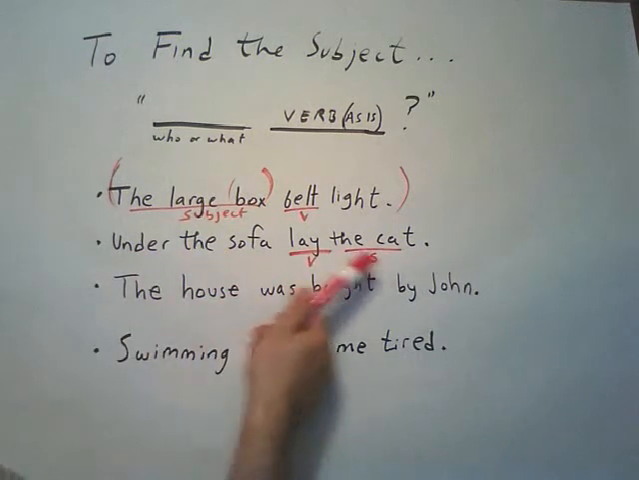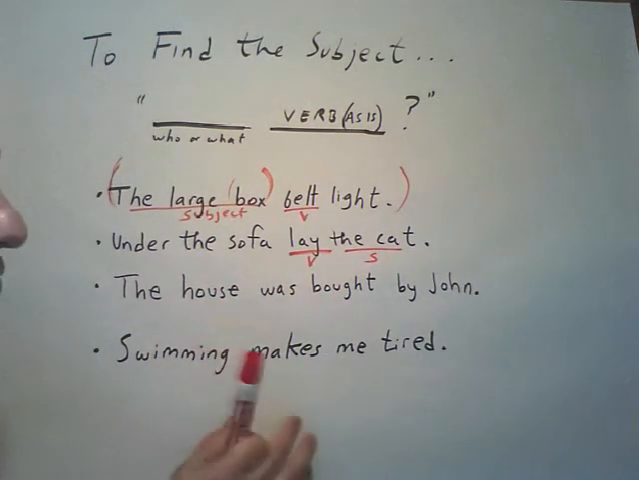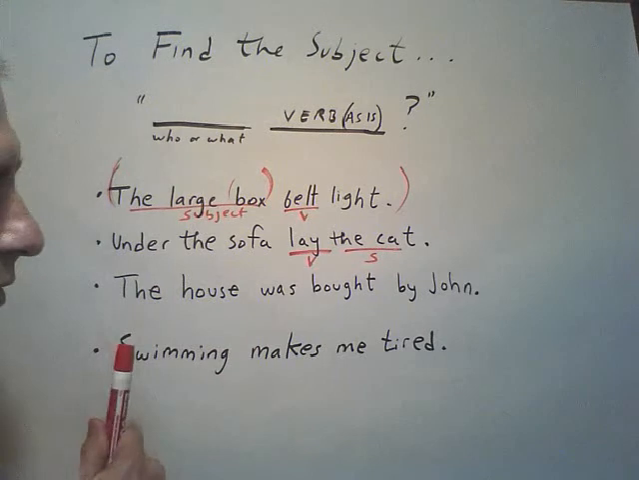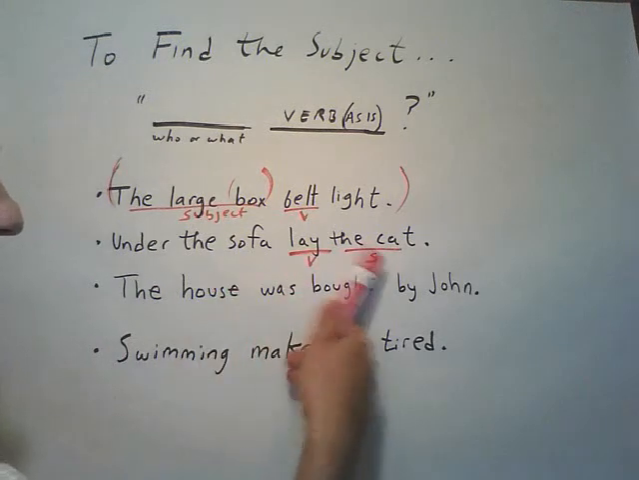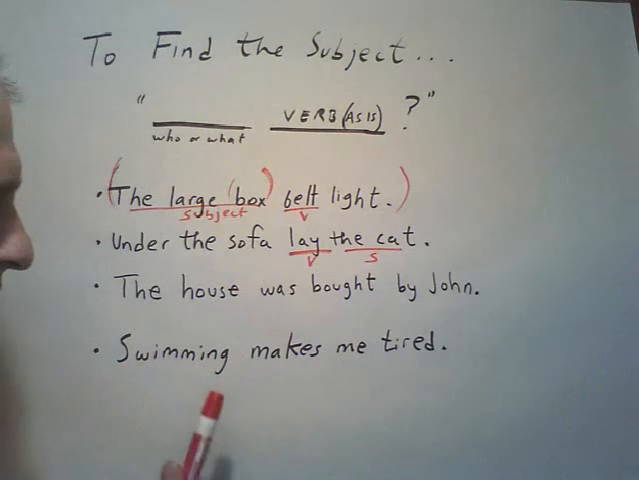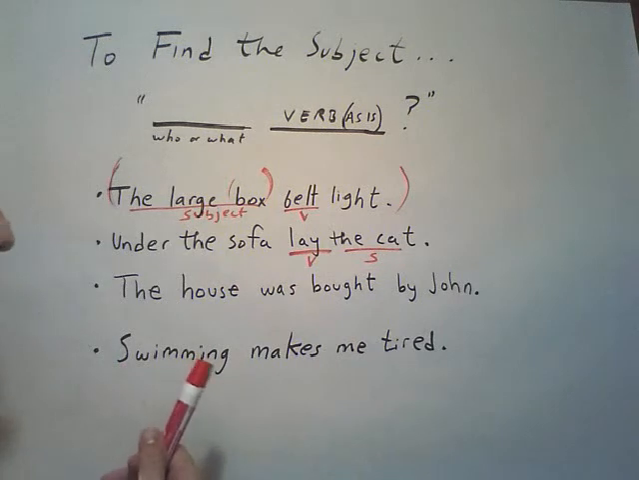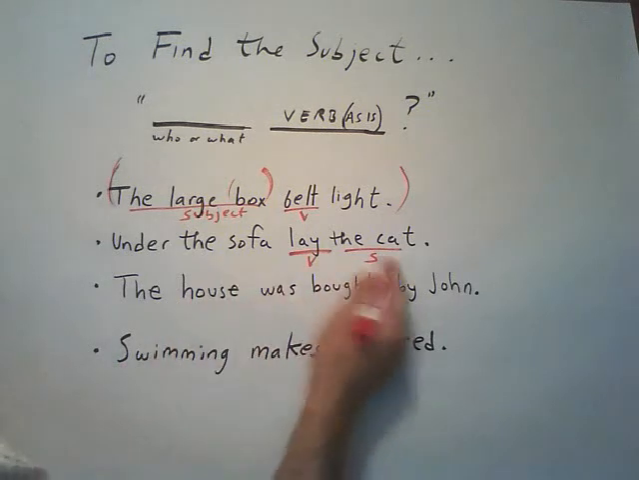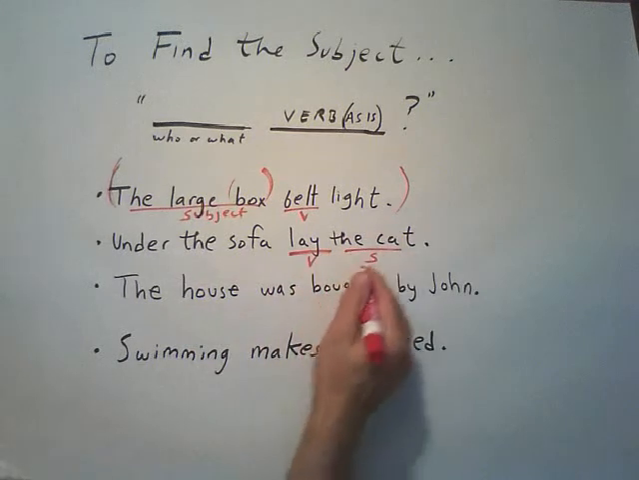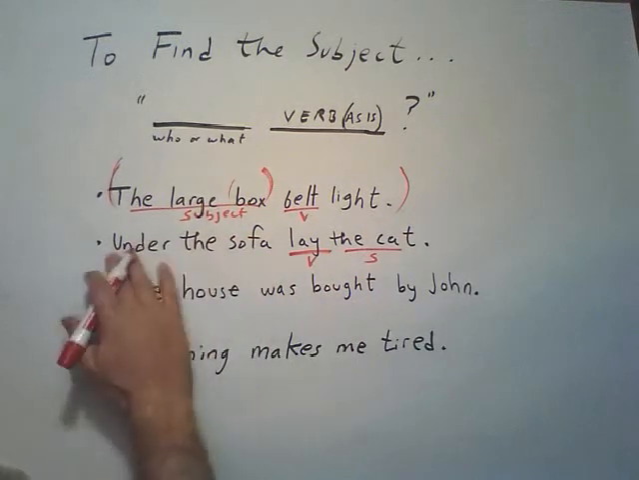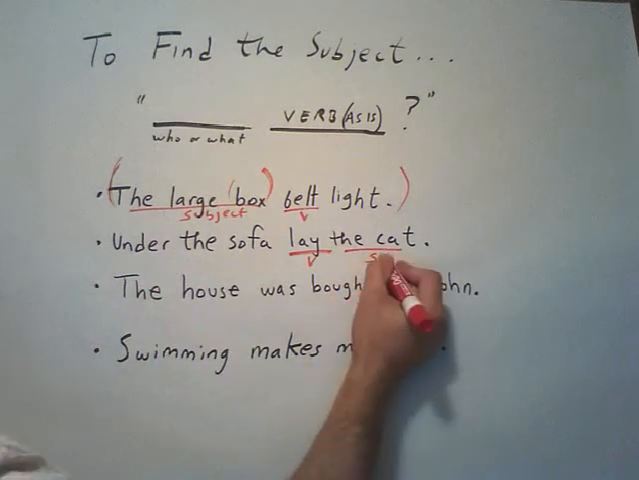So let's get this out of our heads right now, that the subject has to come before the verb. That's not the case all the time. Many times it will come after the verb. So the subject is going to be the cat here. Well, let's not even worry about sofa and under yet. Okay.